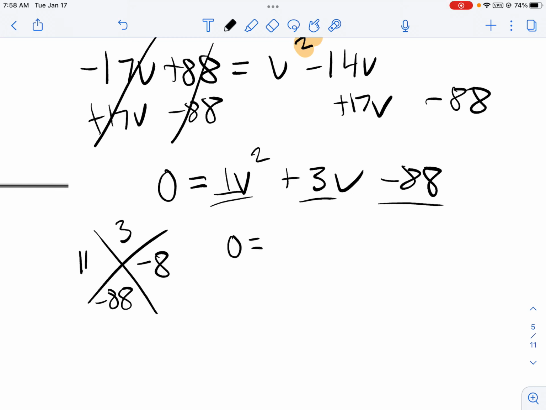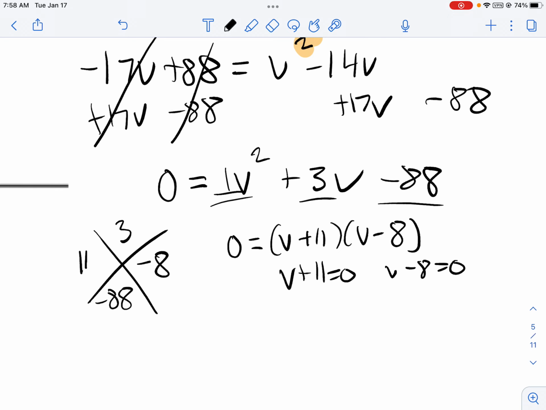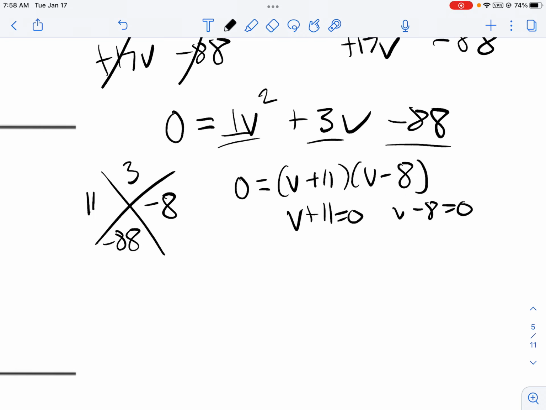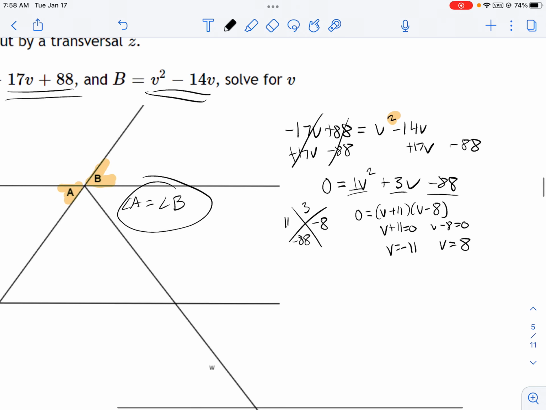So you get 0 equals v plus 11 and v minus 8. Finish solving, just set your factors equal to 0. On the first one, subtract 11, v is negative 11. Second parenthesis, add 8, v is 8. Bam. So now you have your two solutions.